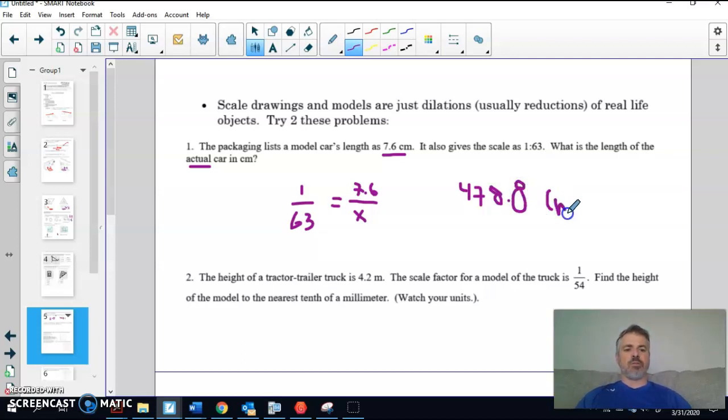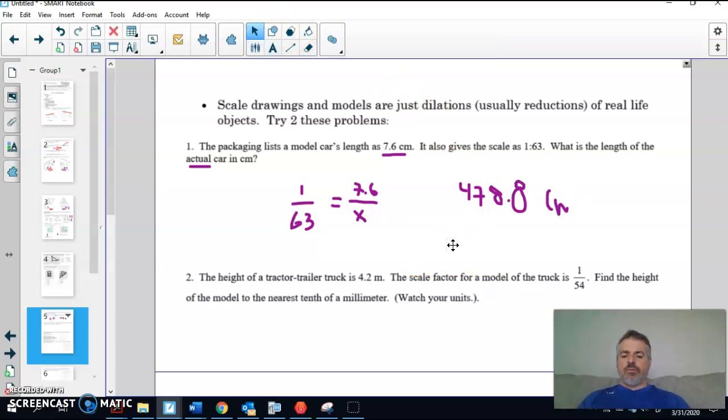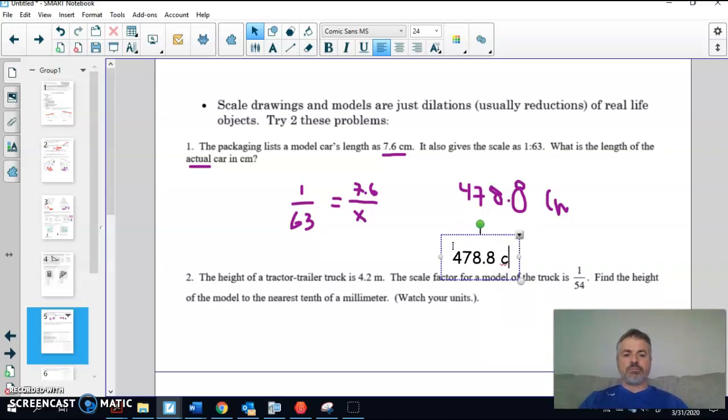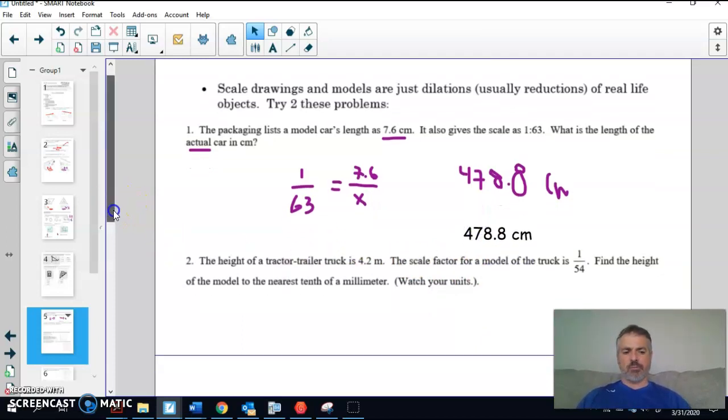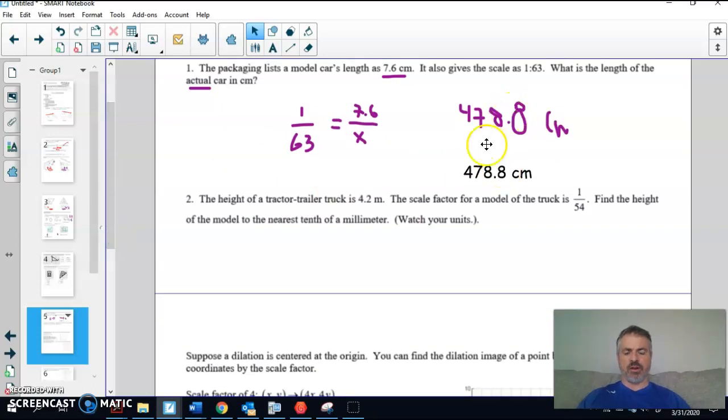Centimeters. Yeah, we don't type that out. 478.8 centimeters. I did just get a tablet and an iPen. I'm hopefully going to get that up and rocking soon, so you'll be able to read my writing.